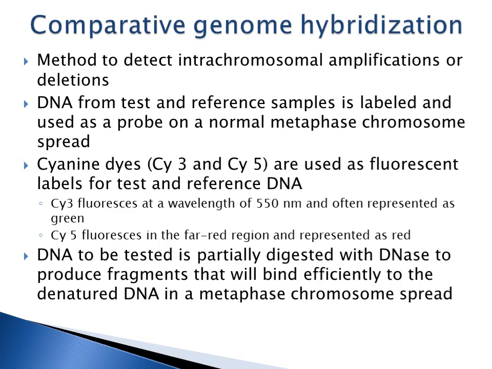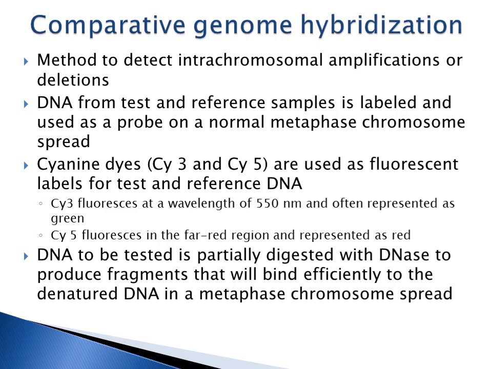You can use these methods to do comparative genome hybridization, and this is going to allow you to detect intrachromosomal amplifications or deletions. So what you do is you take DNA from both test and reference samples, and you're going to label them and use them as a probe on your normal metaphase chromosome spread. The dyes that you're going to use are cyanine dyes such as Cy3 and Cy5, and these are going to be your fluorescent labels for your test and your reference DNA.